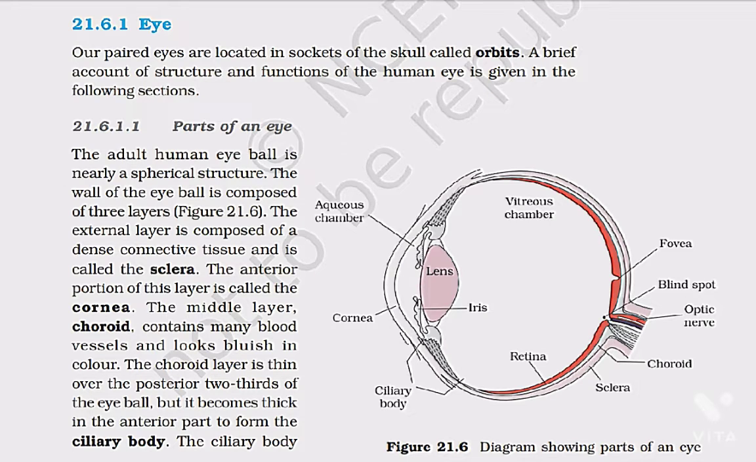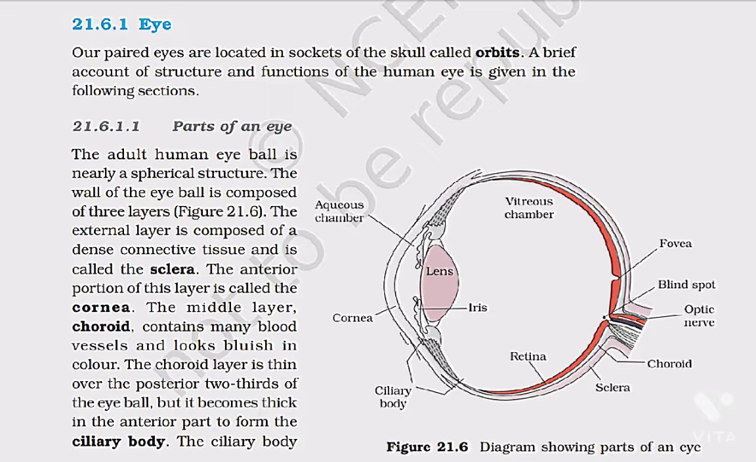21.6.1 Eye. Our paired eyes are located in sockets of the skull called orbits. A brief account of structure and functions of the human eye is given in the following section. 21.6.1.1 Parts of an eye.